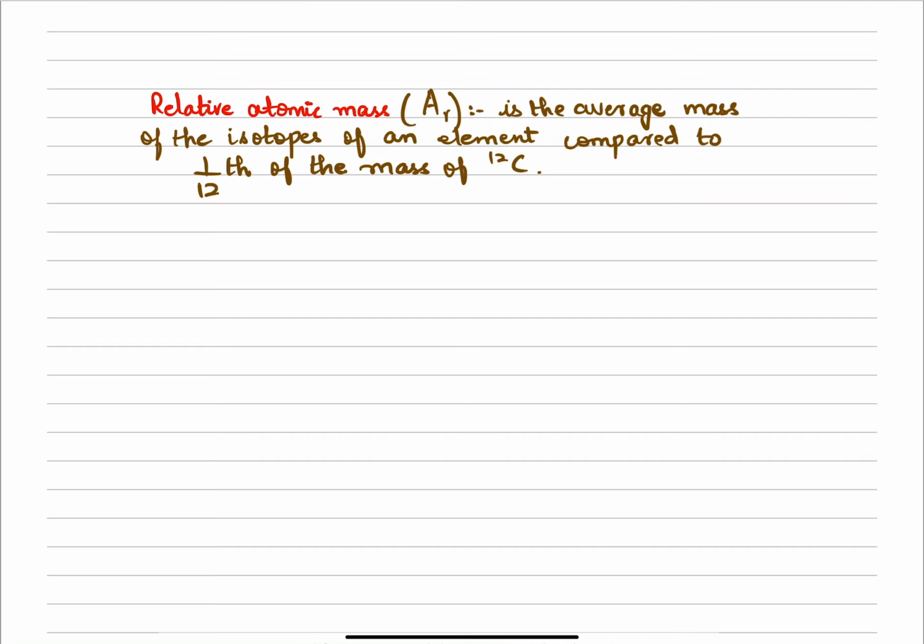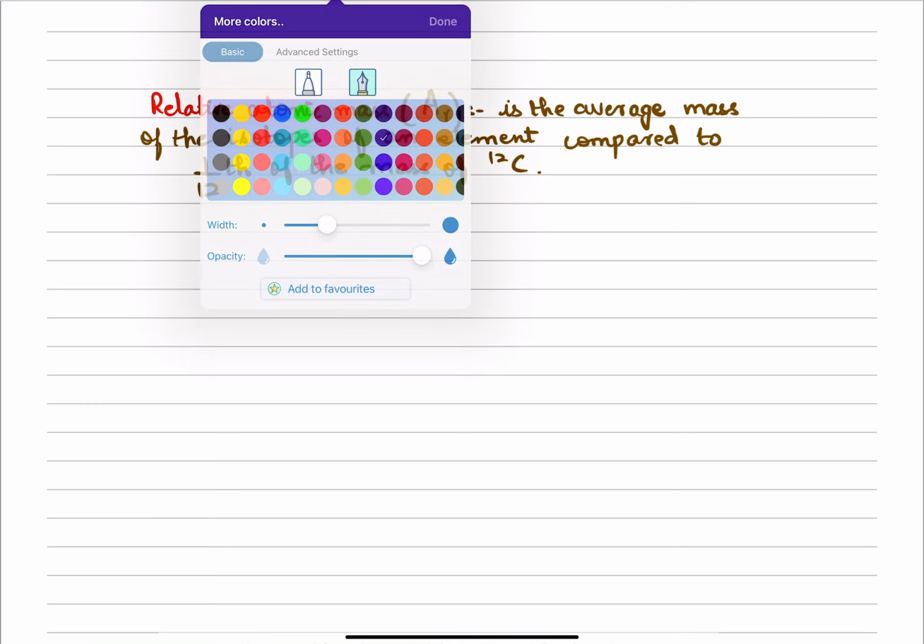So this is the definition of relative atomic mass, and keep in mind that this definition is very important from an exam perspective. It shows up a lot in the exams. How do we calculate the relative atomic mass? There's a very basic and simple formula.